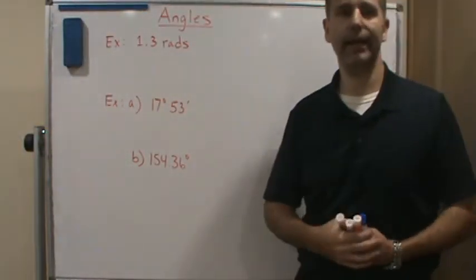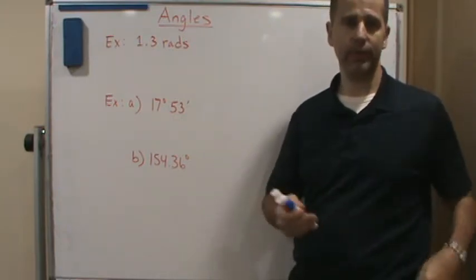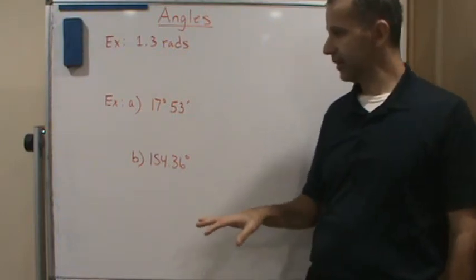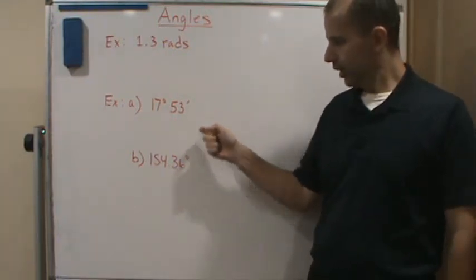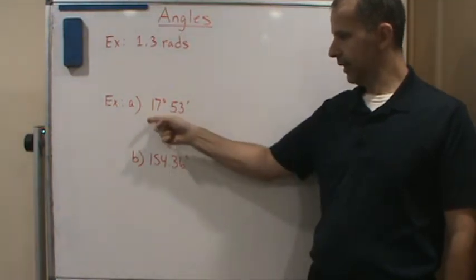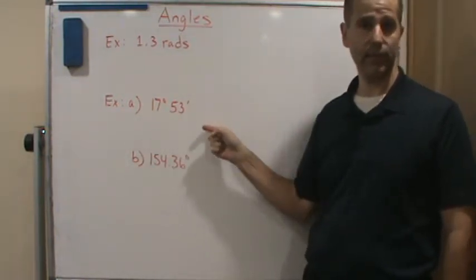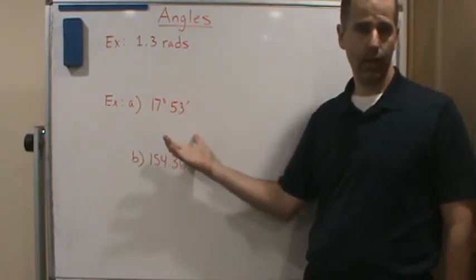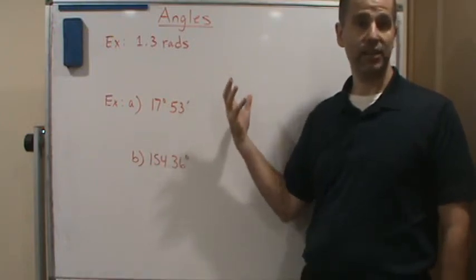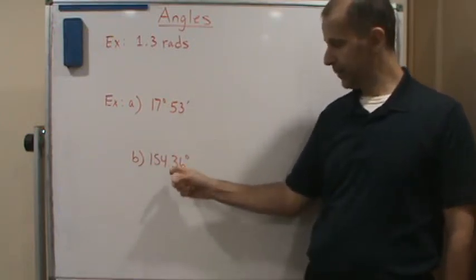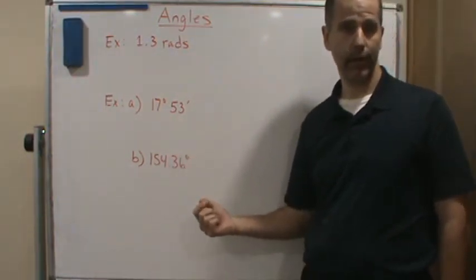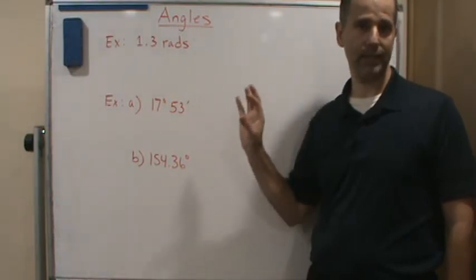Okay, so welcome back. And now in this video, we're going to do a couple of examples. The first one, we're going to convert radians to degrees. And then in the second example, we're going to practice going from degrees, minutes, seconds, what we call DMS, to a decimal form for degrees. And then in part B, we're going to go from degrees and write it in DMS form, which means we're going to write it in degrees, minutes, and seconds. Okay, so let's start with this example.